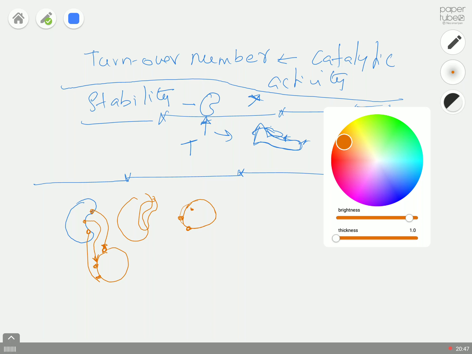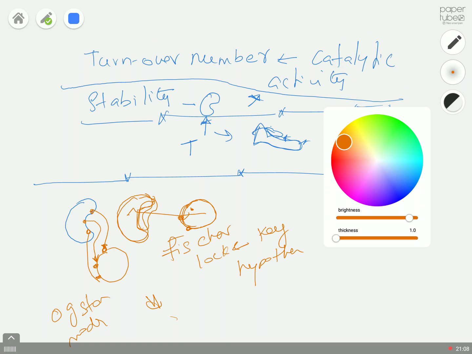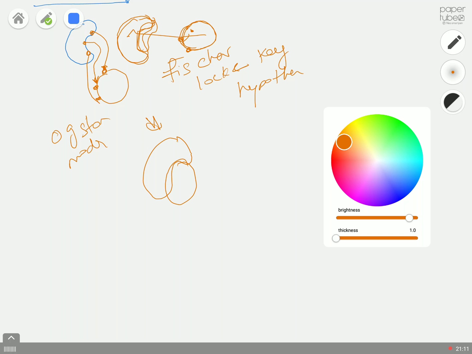If the shape of your substrate fits exactly to the active space, then they can come together using this Fischer lock and key hypothesis. This comes from your lock and key model, and then they can form, say this is your substrate, this is your enzyme, and then they can form this enzyme-substrate complex.